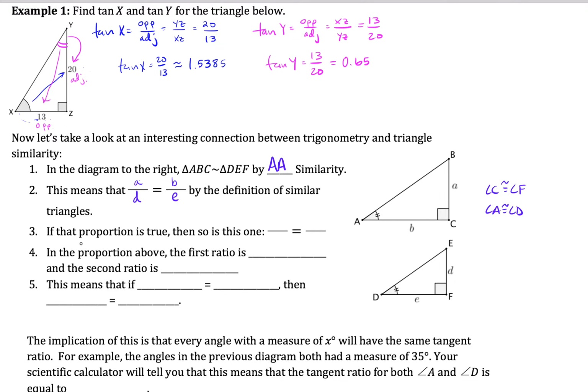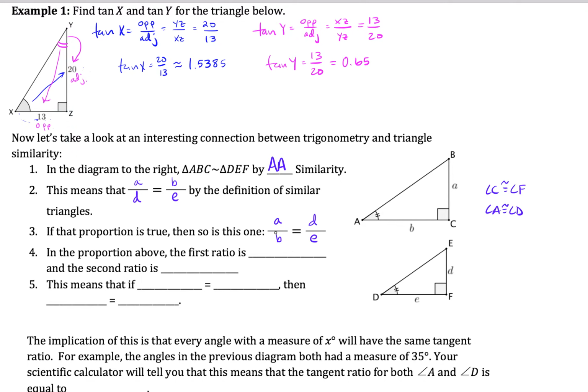Now if this proportion is true, then so is this one. If I take A and I switch the B and the D and make it A over B equals D over E, that's going to be a true proportion so long as this first one was, right? So I just took this proportion and rearranged it as A over B and D over E.